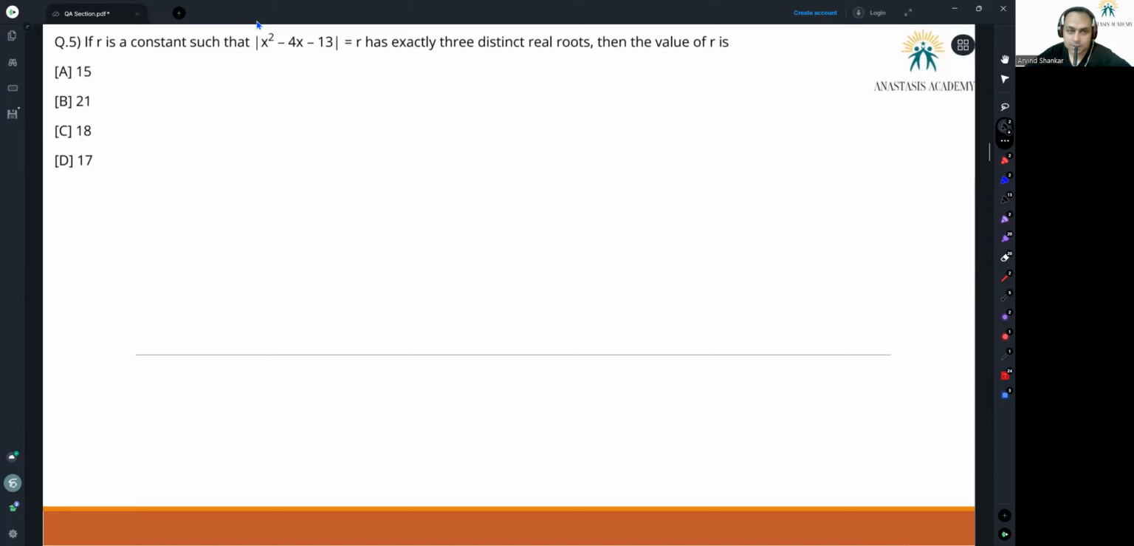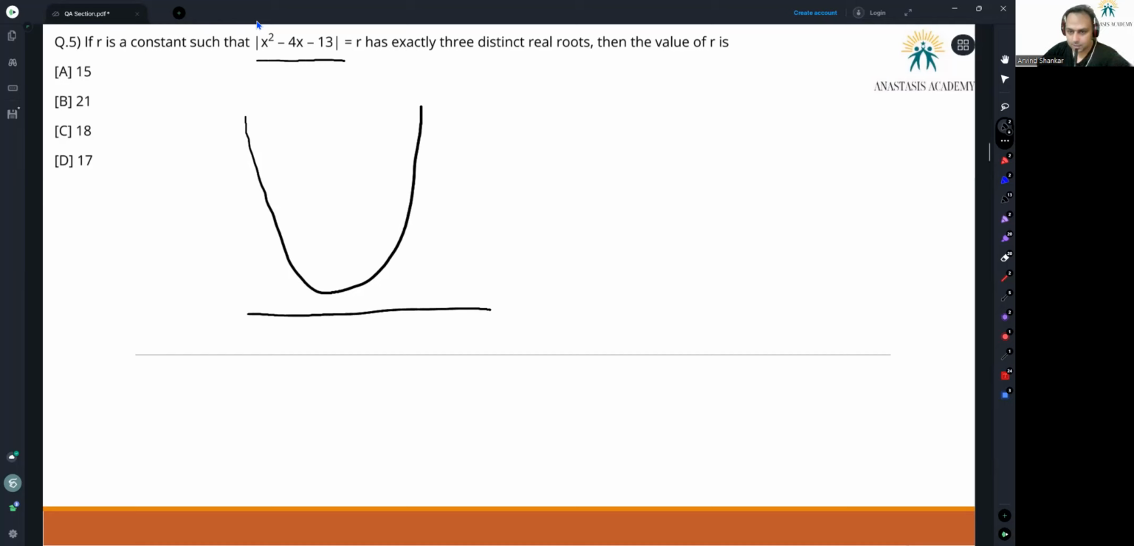If R is a constant such that mod of x square minus 4x minus 13 is equal to R has exactly 3 distinct real roots, then the value of R is? Understand this: this portion, usually a quadratic, because the coefficient of x square is positive, will be an upward shaped U. Now, there are 3 cases that you can have.